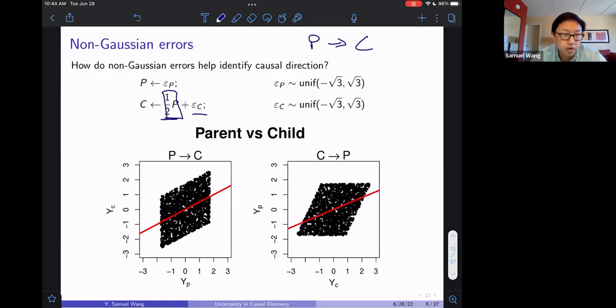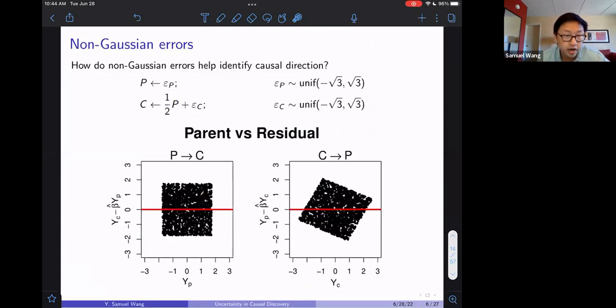Okay, so say I'm trying to decide whether P is a parent of C or whether C is a parent of P. In both cases, I can plot the supposed parent on the horizontal axis and the supposed child on the vertical axis. That's what I've done here. On the left-hand side, I have the correctly specified model. On the right-hand side, I have the incorrectly specified model. In both cases, the red line indicates the least squares line. And if you just look at this plot, it may be a little bit hard at first to see how you might differentiate between the incorrect model and the correct model.